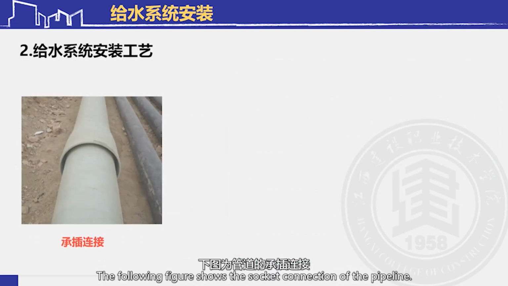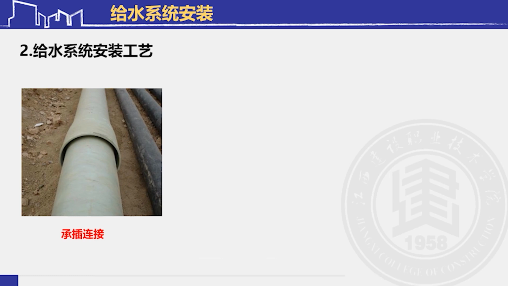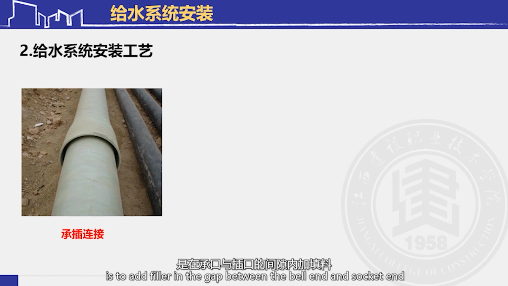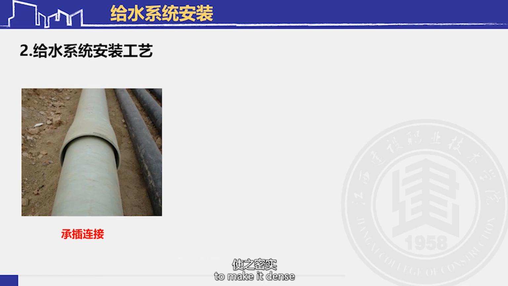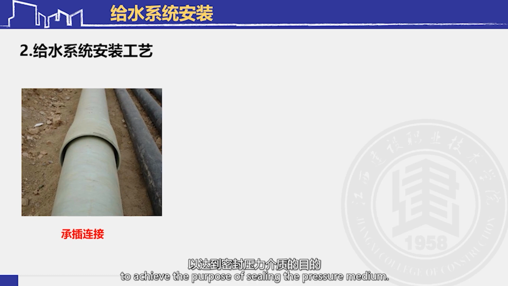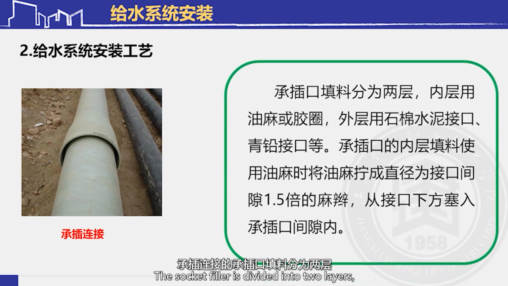The following figure shows the socket connection of the pipeline. The socket connection is to add filler in the gap between the bell end and socket end to make it dense and achieve a certain strength. To achieve the purpose of sealing the pressure medium, the socket filler is divided into two layers. The inner layer is oil hemp or rubber ring. The outer layer is asbestos cement interface, self-stressing cement mortar interface, gypsum calcium oxide cement interface, green lead interface, etc.